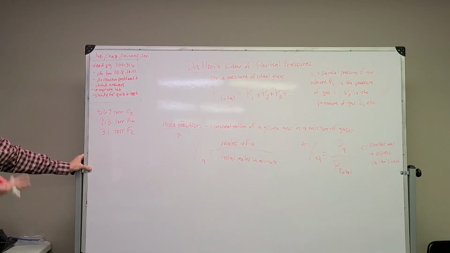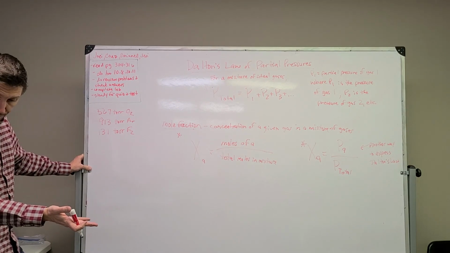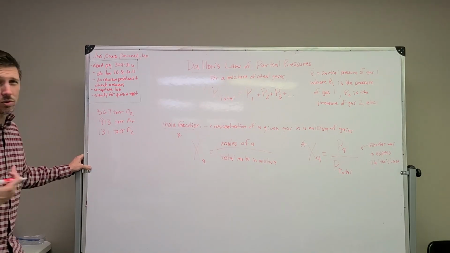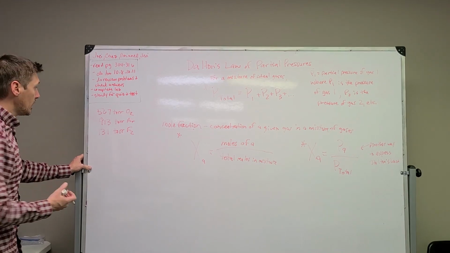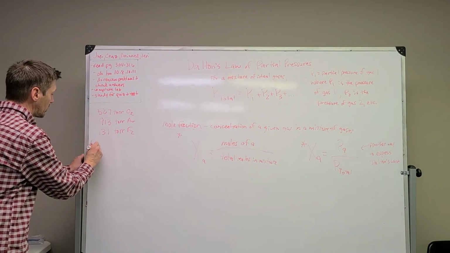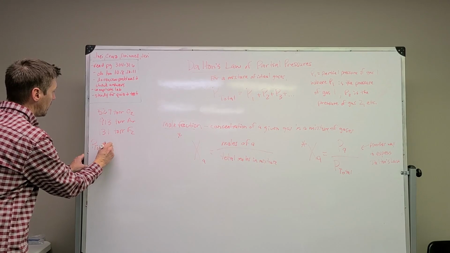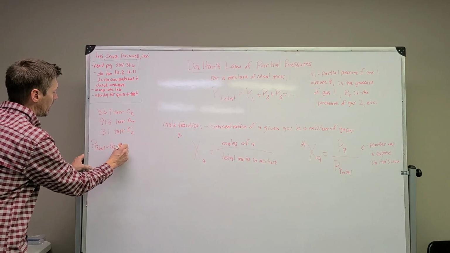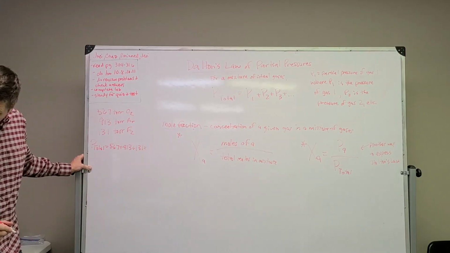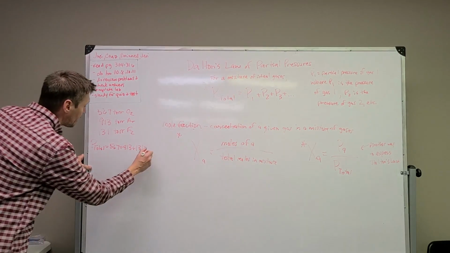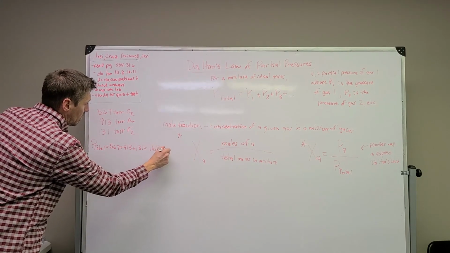So another way, just like we found the mole fraction in the previous example using the number of moles, we can now find the mole fraction using the partial pressures of each of them. So first we need the total pressure, and we get that by adding all these up. 567 plus 913 plus 131. So that gives us a total pressure of 1611 torr, right?